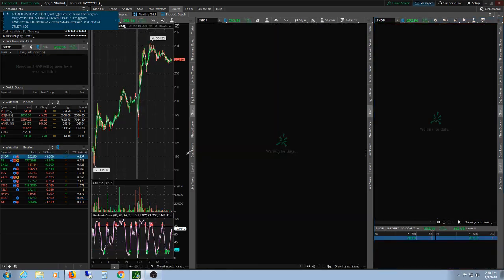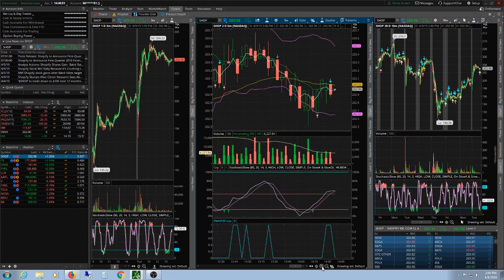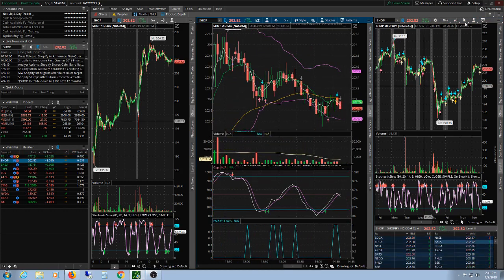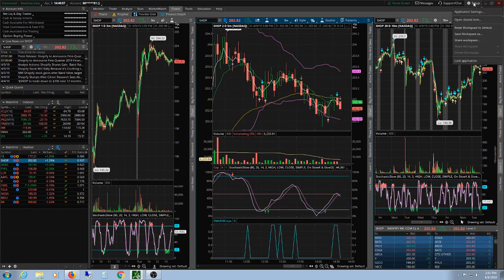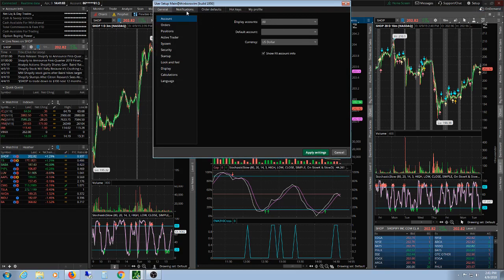Let's move on to Shop. You see all these alerts that I get popping up here. I also get them in text and email. And you can set that up in your thinkorswim. I believe it's up here. I think it's in setup, application settings, notifications. I don't want to click on it because it'll show my email, phone number, and everything. But I think it's under notifications here, and then you can enter your phone number and email address, and it'll send you alerts.